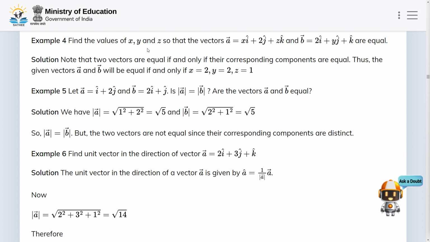Now let's see some examples to understand more. Find the values of x, y, z so that the vectors A and B are both equal. So this means x must be the same as 2, 2 must be the same as y, and z must be the same as 1.